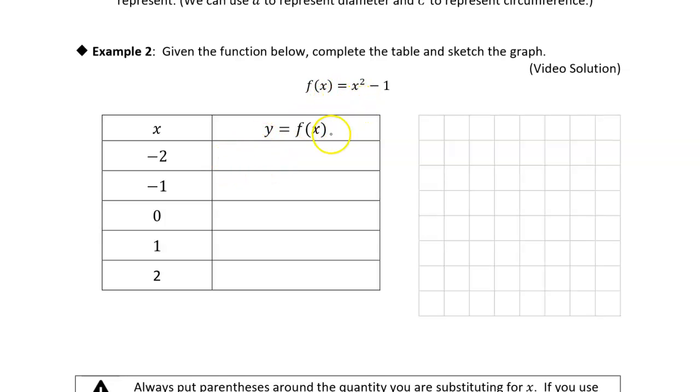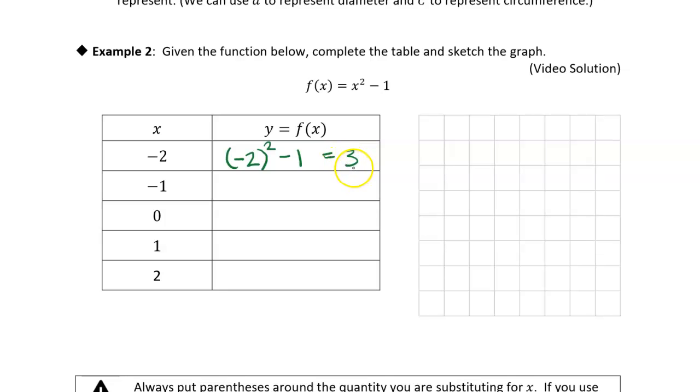When you replace the x, so we're going to replace x with these values, I would suggest putting parentheses around whatever you replace x with. So I'm replacing x with minus 2. So I'm going to put minus 2 in parentheses before I square it, because I want to square minus 2, and then subtract 1 from it. When I square minus 2, I get a positive 4, and then I subtract 1 and I get 3. So the value of the function for x equals minus 2 is 3.